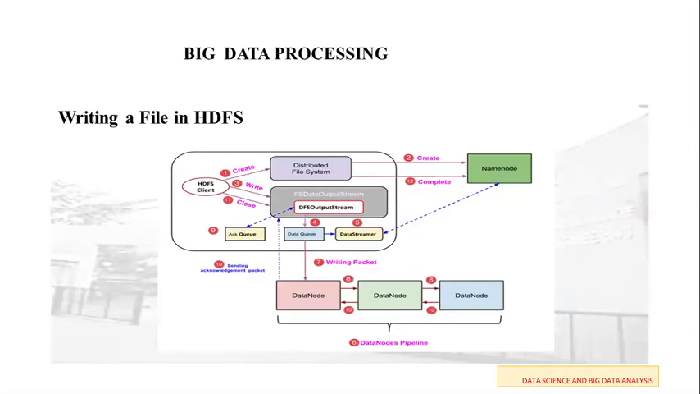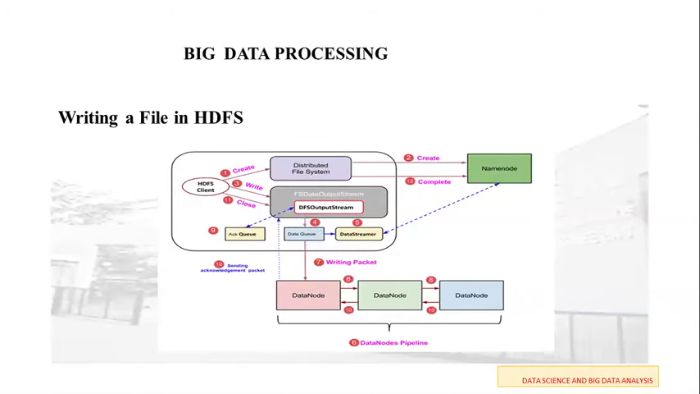Otherwise, the operation succeeds and a new record for the file is created by the name node. So after the completion of 2 steps, the third step is the write. Once the new record in the name node is created, an object of the FS data output stream is returned to the client. A client uses it to write the data into the HDFS. The data write method is invoked through step number 3. Now after this, step number 4 is executed.